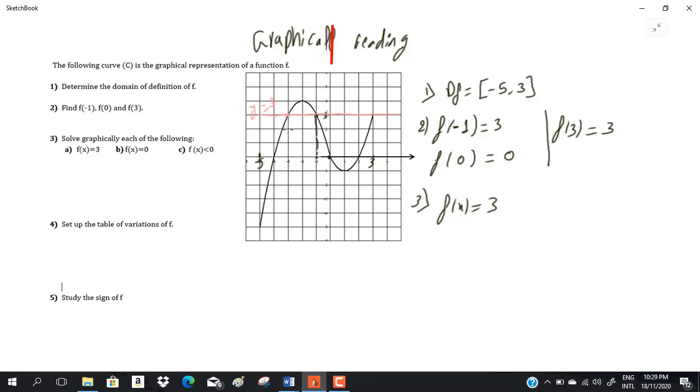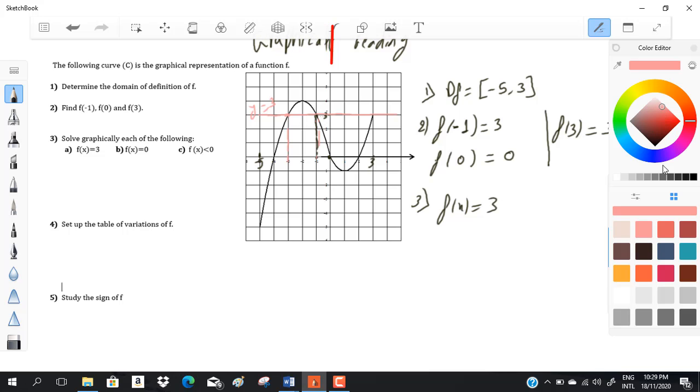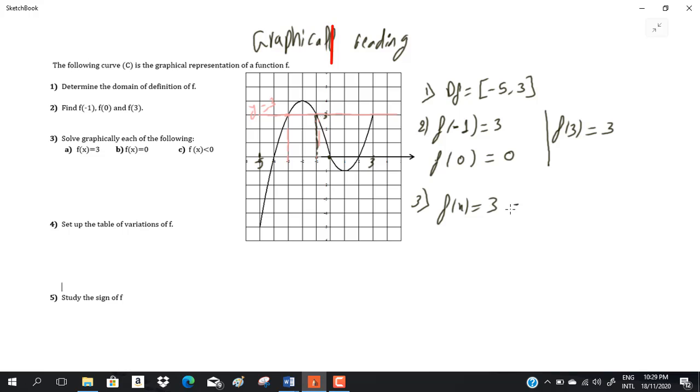It cuts the curve at -3, at -1, and at 3. So x equals -3 or x equals -1 or x equals 3.